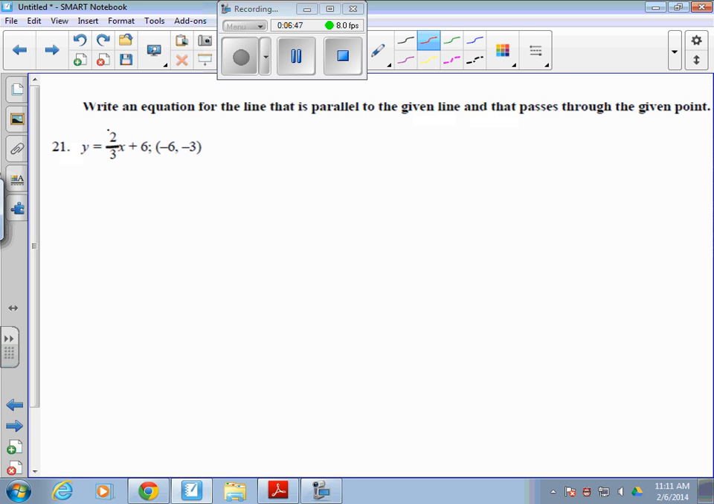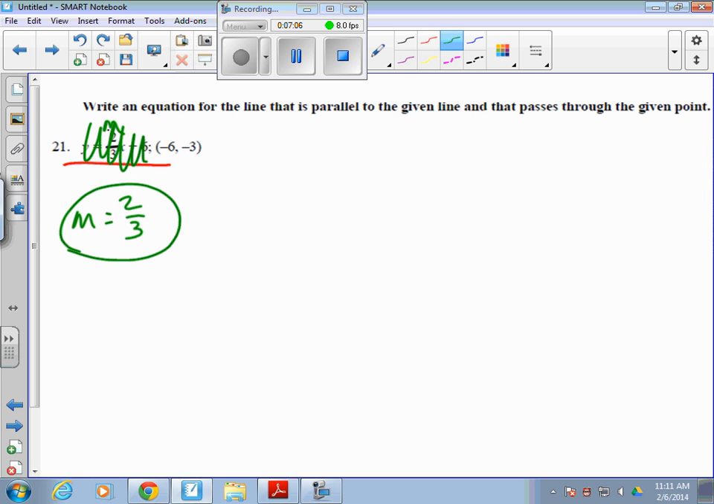21 says write an equation parallel to this line going through the point that's given. So if you're looking at this equation right here, y equals 2/3 x plus 6, the only thing you're interested in, to check to see what's parallel, is its slope value. Its slope value is 2/3. Once you have that value, you're finished with that equation. You no longer need it, 2/3. It says write it going through that point. So you have a slope and you have a point.